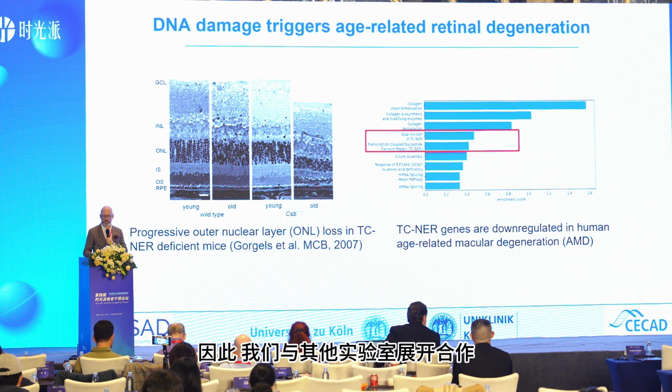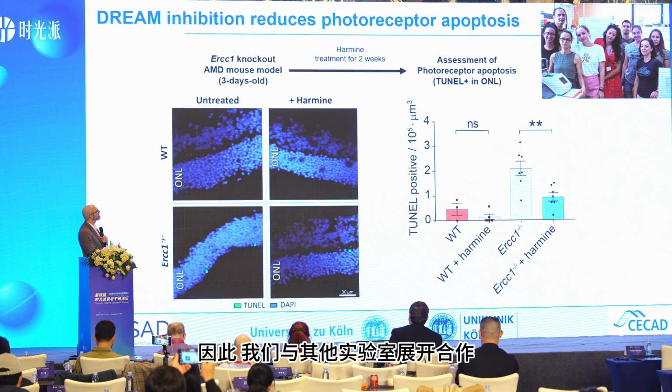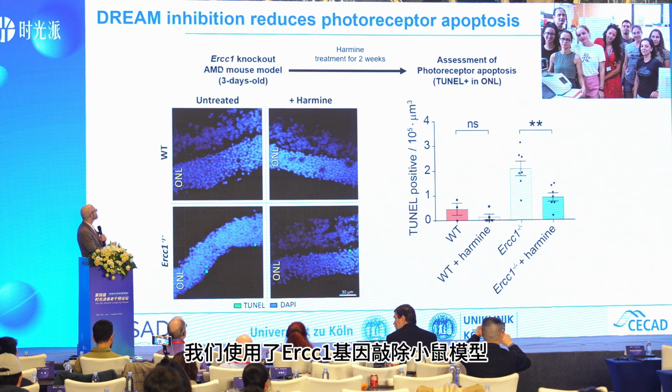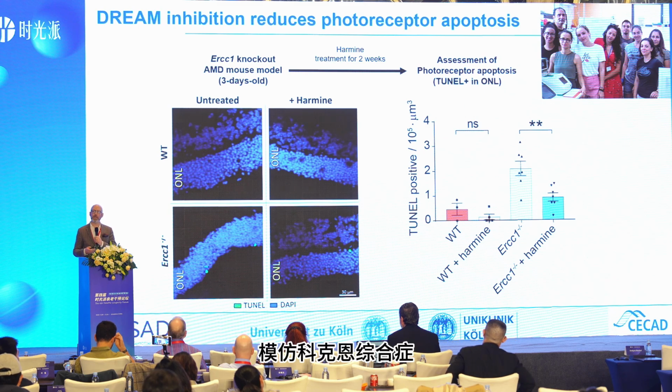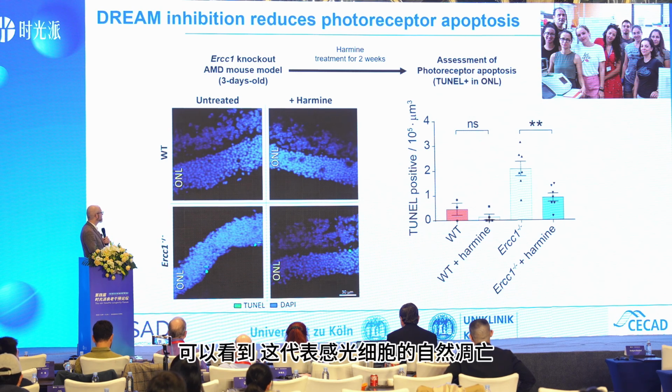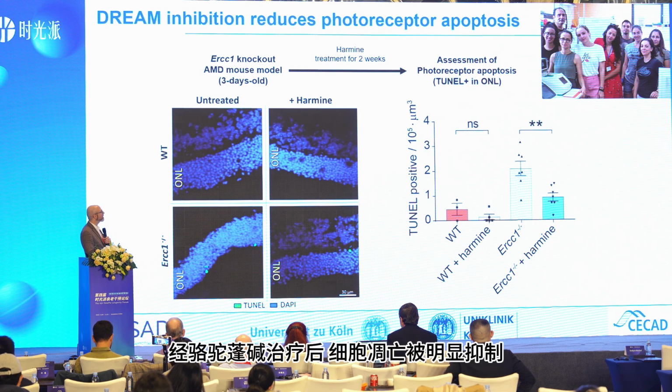So we teamed up with George Garinis and Kalina, and Georgina did the experiments in vivo, where we used an ERCC1 knockout mouse, a progeroid mouse model that mimics Cockayne syndrome, and particularly also the hallmark degeneration of retinal cells. And you can see here there's spontaneous apoptosis in the photoreceptor cells, and this significant apoptotic response is significantly reduced by treatment of these animals with harmine, the DYRK1A inhibitor.